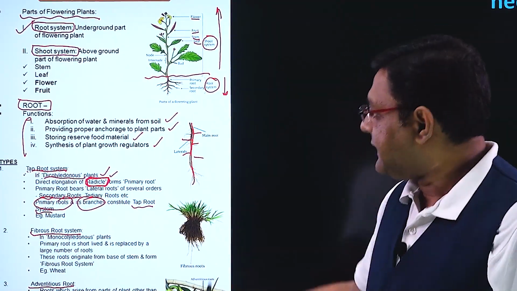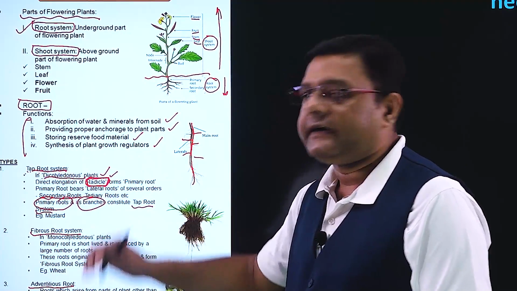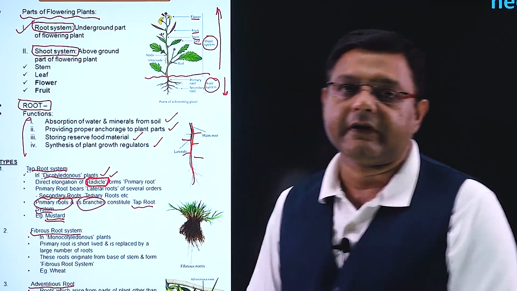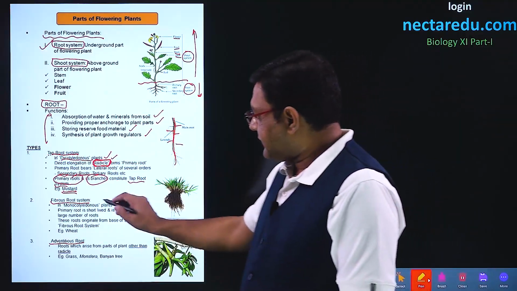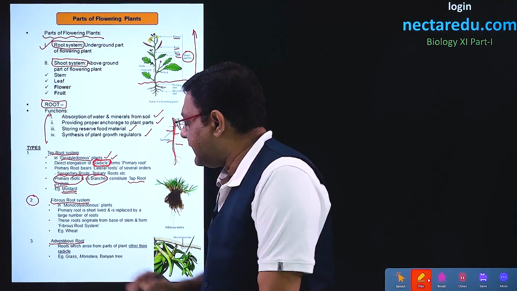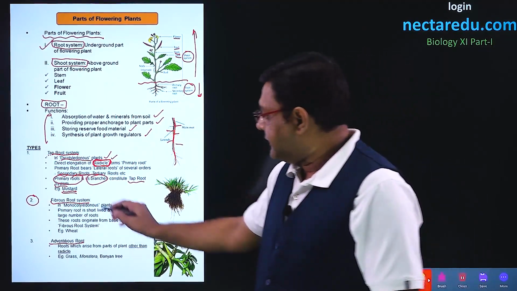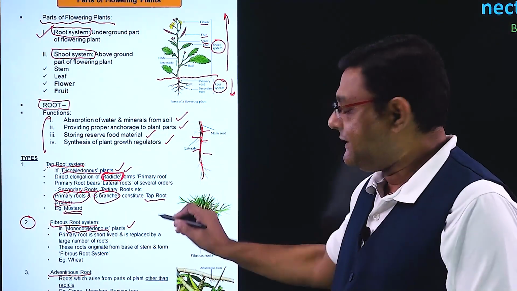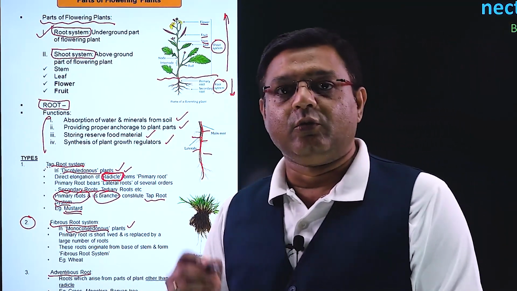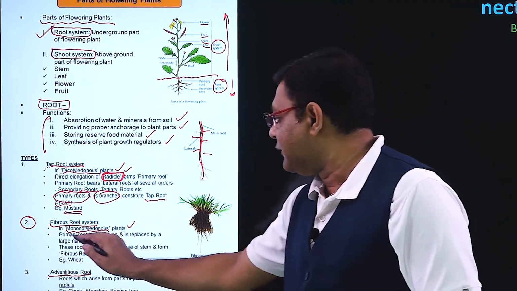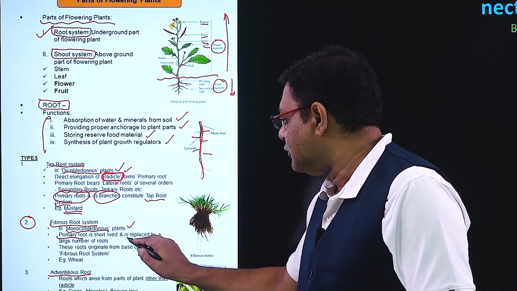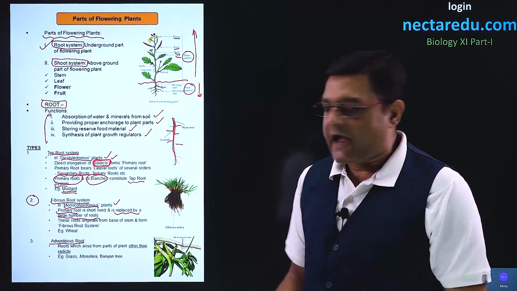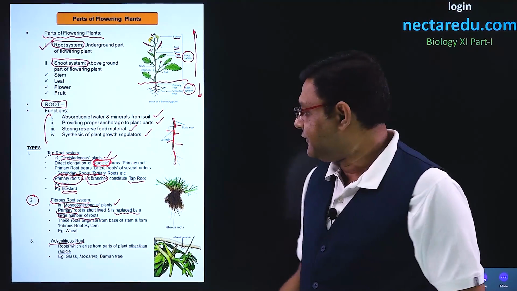As we saw, these roots are present in dicot plants, so a very common example having a tap root system is mustard. After this, we start with the second root system, which is called the fibrous root system. This particular root system is present in monocotyledonous plants. In this also, the primary root arises from the radicle, but this primary root is soon replaced by a large number of roots. So, the primary root will die and later be replaced by different roots.